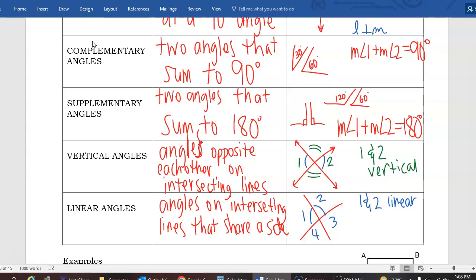So they share a side and a vertex, right? This side right here in between 1 and 2 is a common side, and then this vertex here is also common, but then they have separate sides, right? The one on 1 going towards the left, the one on 2 going towards the right.